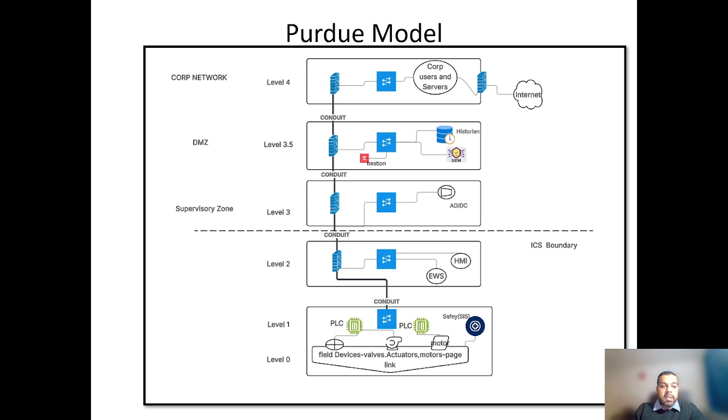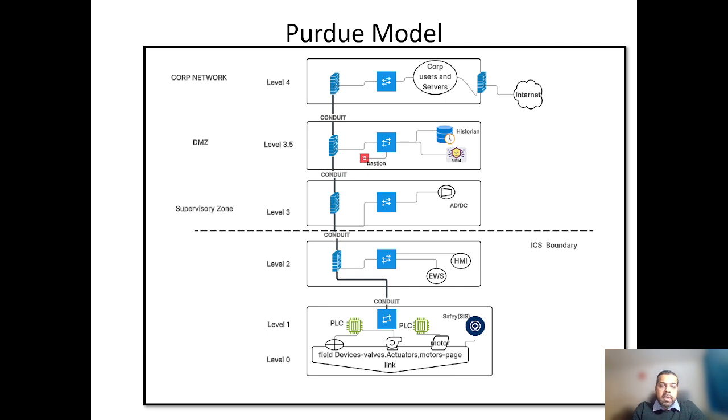Level 4 is basically your enterprise or corporate level, where you have all the business systems and corporate IT infrastructure. This is also where most cybersecurity threats originate, because you see the connection towards the internet at this particular level. Level 3.5 is the DMZ, that securely handles data exchange between IT and OT. So this particular level sits more or less in between your IT and OT.